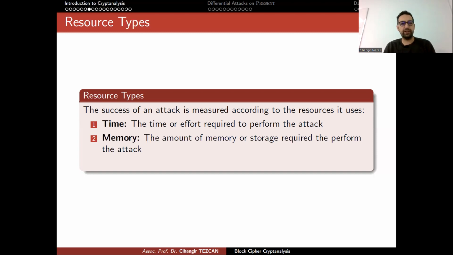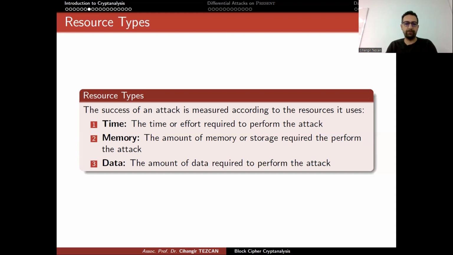The second resource type is memory. This is the amount of memory or storage required to perform the attack. So sometimes you need to store some data. Maybe you don't need to work on all of the data at the same time. So data complexity and memory complexity are somewhat different, but during the attack, maybe you will need to store some values. So this is why we also need some memory. You can measure it in terms of number of blocks or gigabytes or terabytes and so on.